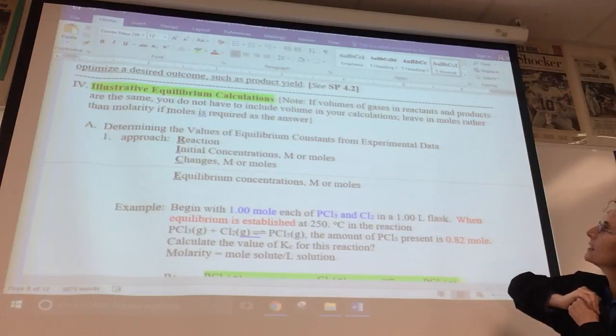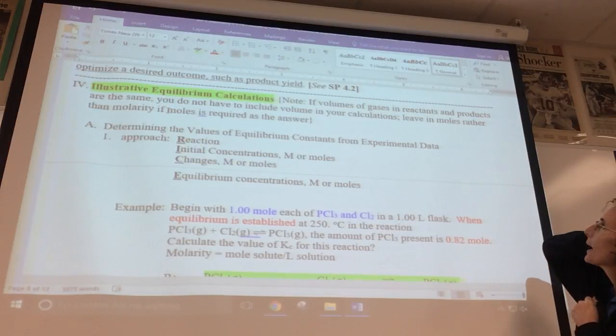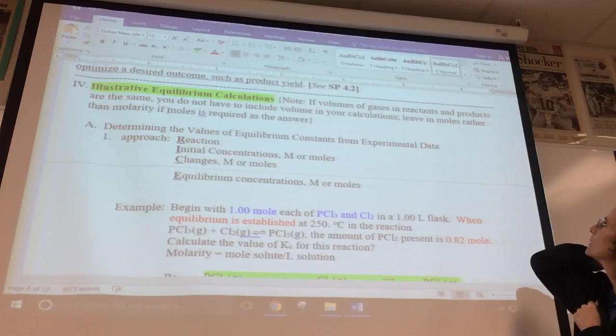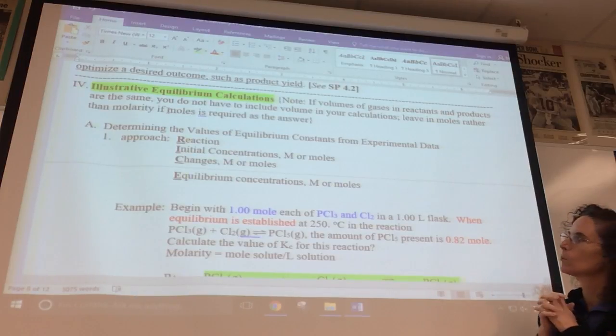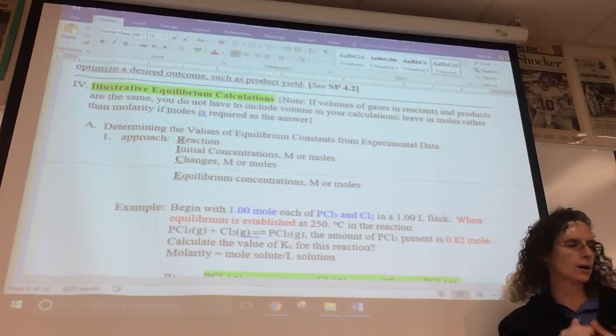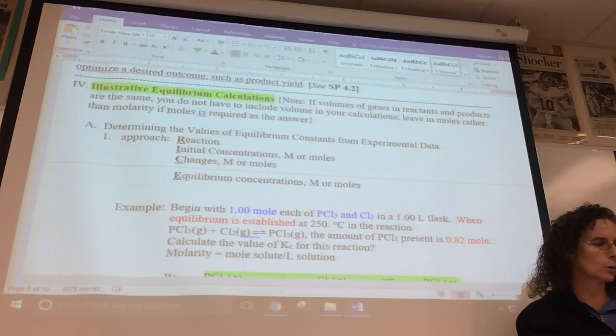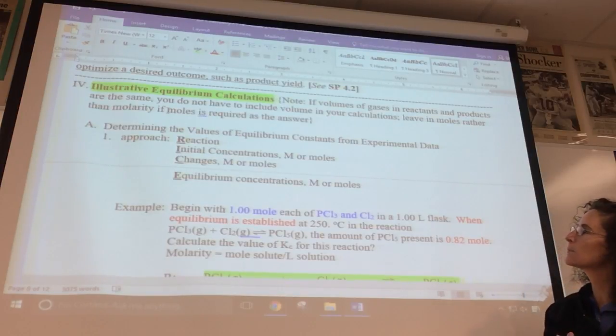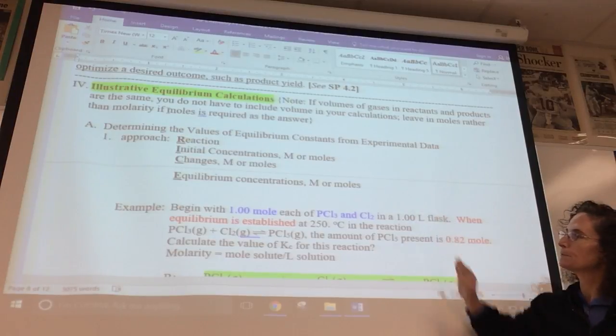All right. It does say if the volume of gases in reactants and products are the same, you don't have to include volume in your calculations. You can do the whole problem in moles. And when we get there, I'll illustrate that a little more clearly, or a lot more clearly. So here's our approach.